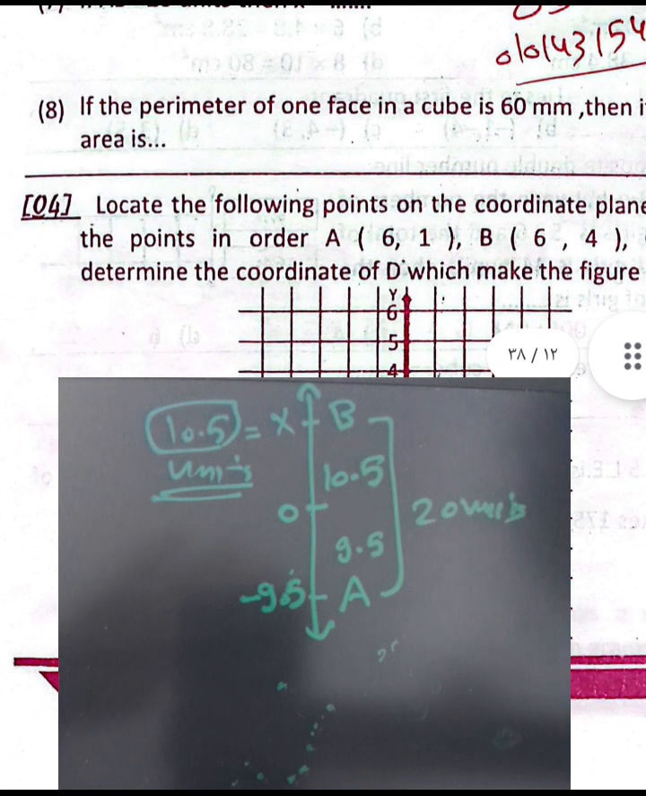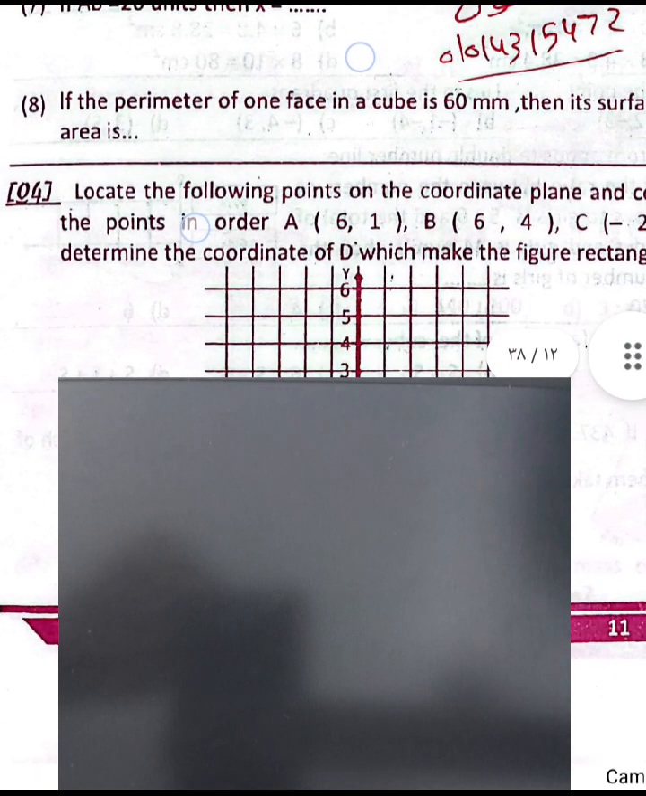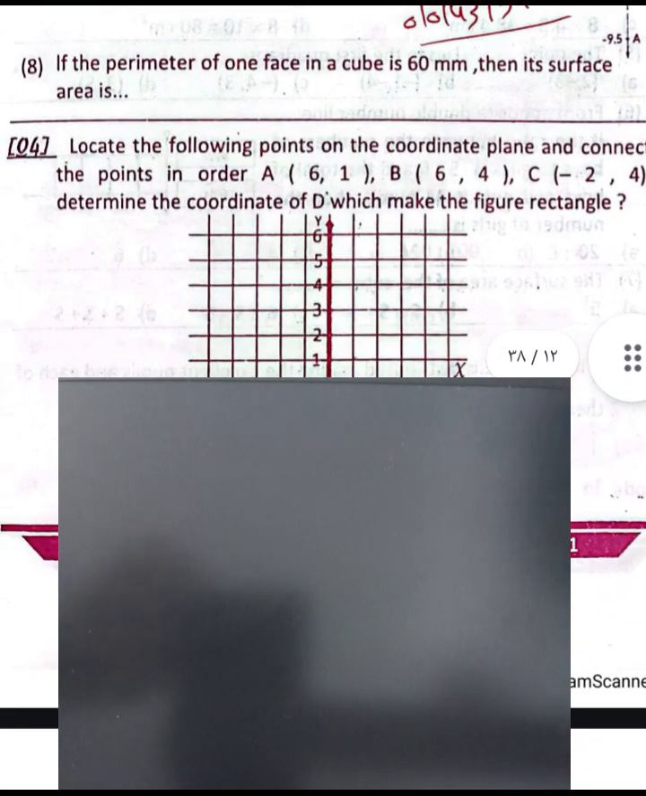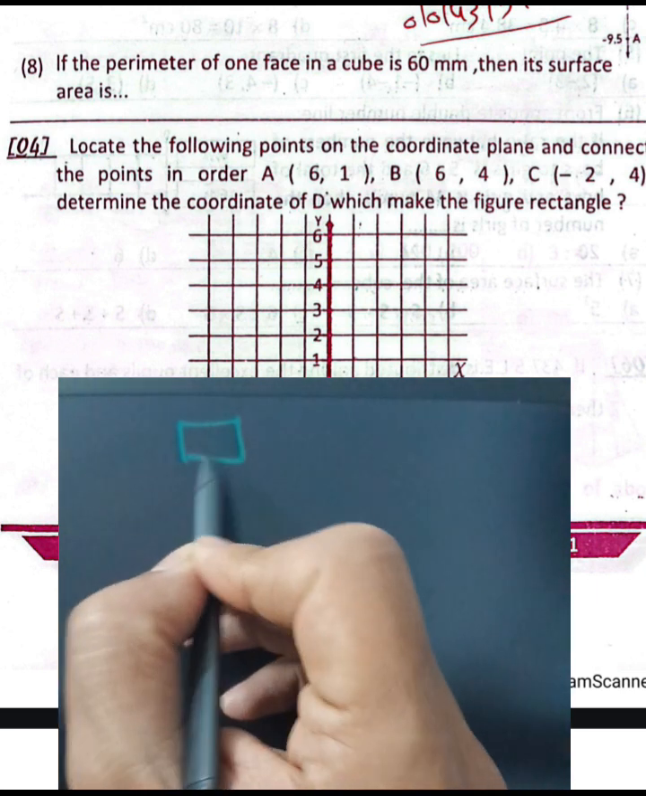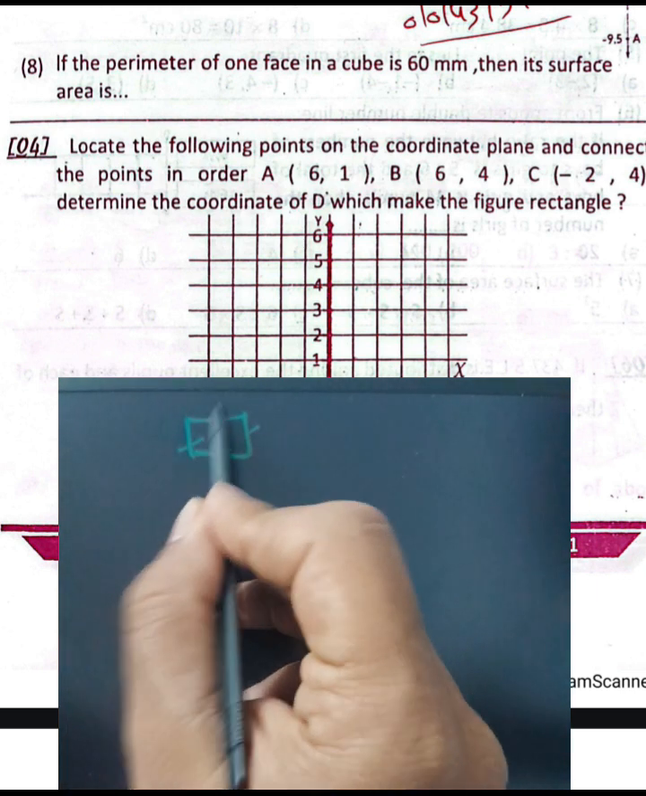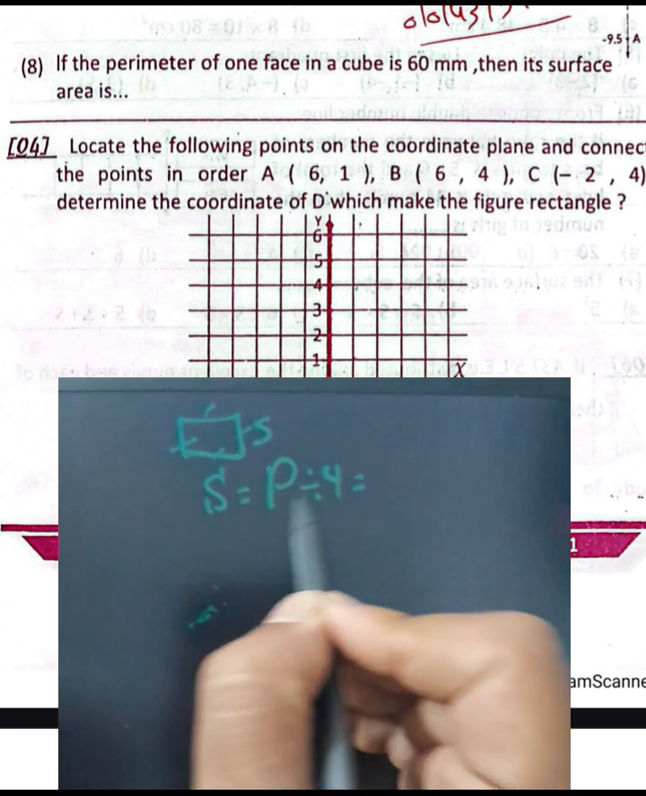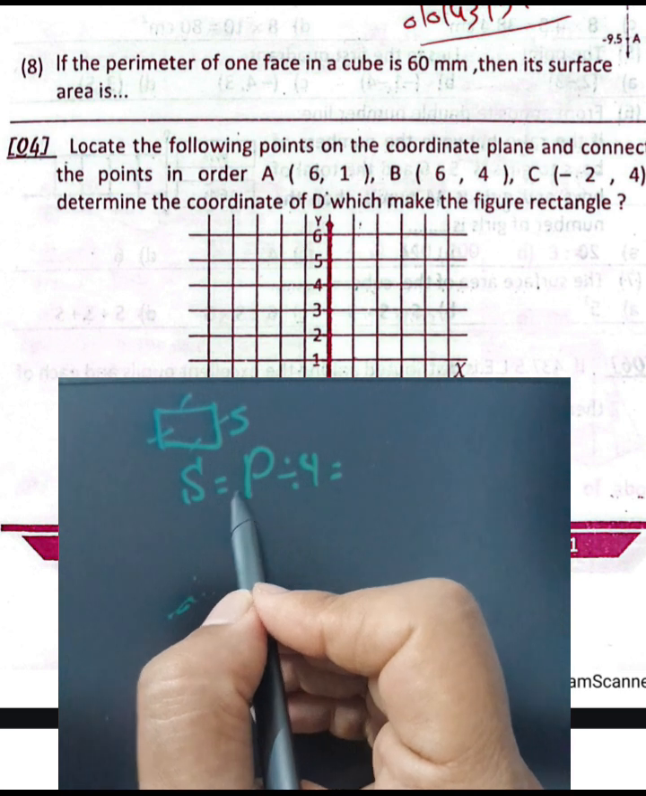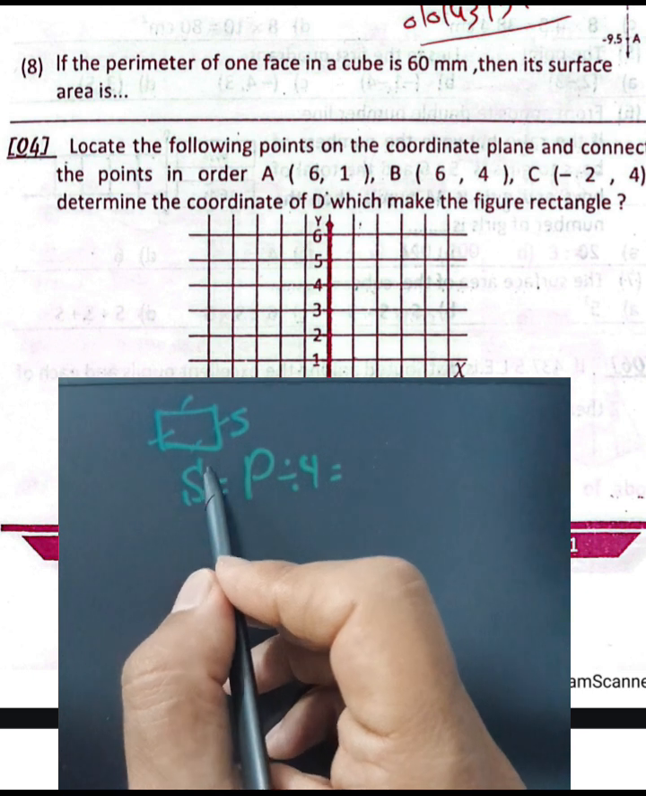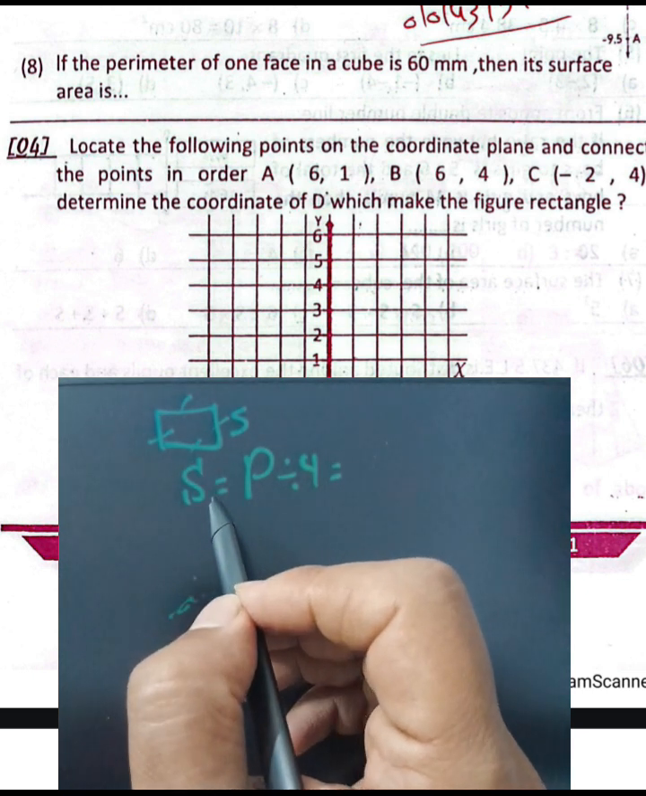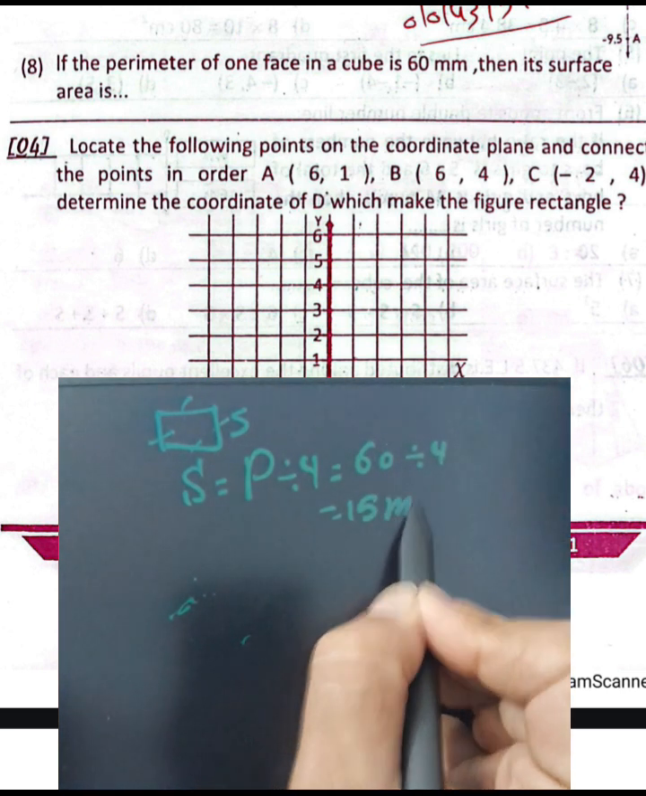If the perimeter of one face of a cube is 60 millimeters, then what does its surface area equal? He gives us the perimeter of one face of the cube. We know one face of a cube is a square. Then the side length will be the perimeter divided by 4, because the perimeter of a square equals side times 4, and a square has 4 sides of equal length. Then the side length will be 60 millimeters divided by 4, equals 15 millimeters.